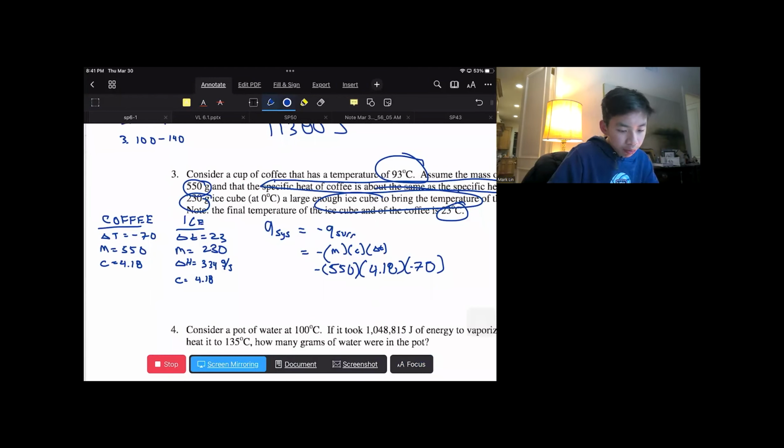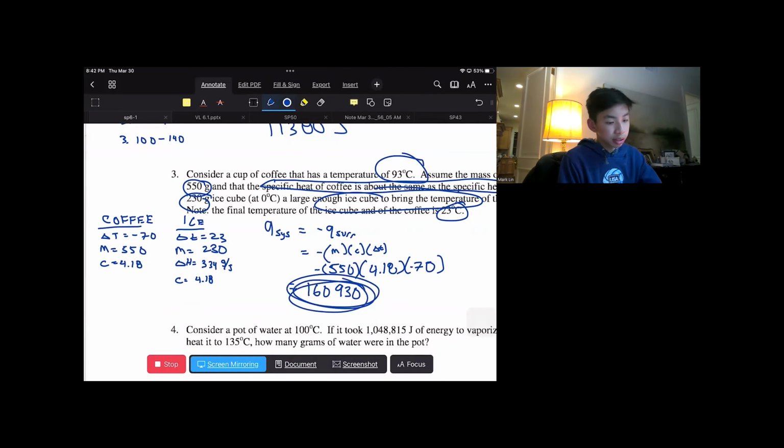And then we multiply all this out. You should get 160,930. So this is the minimum amount. This is the energy needed, the amount of energy required to bring this coffee cup down to 23 degrees Celsius. And now we need to see how much energy this ice cube is going to exert. Is the amount of energy exerted going to reach 160,000?